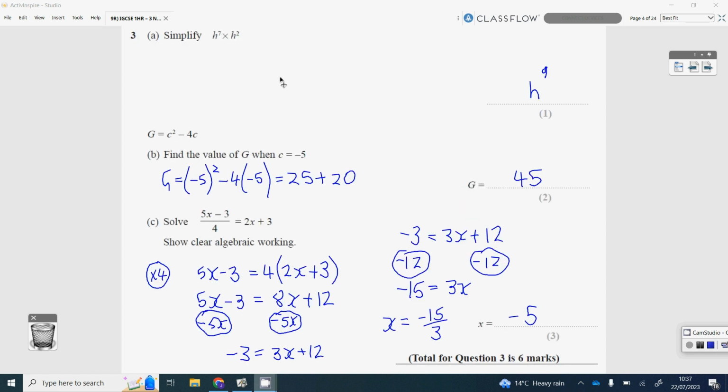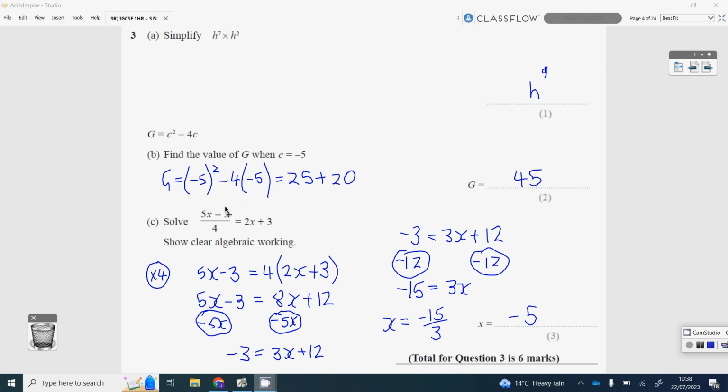Question 3. So part A is just one of the index laws. When you multiply, you add the powers. 7 add 2 is 9. Now, for part B, the key bit here is to protect the minus. By that I mean, when you pop this into your calculator, make sure you put -5 within a bracket. And you can just put this bit here straight into your calculator. So open bracket, -5, close bracket, squared, -4, open bracket, -5, close bracket, and press equals. It will take you straight to the final answer.